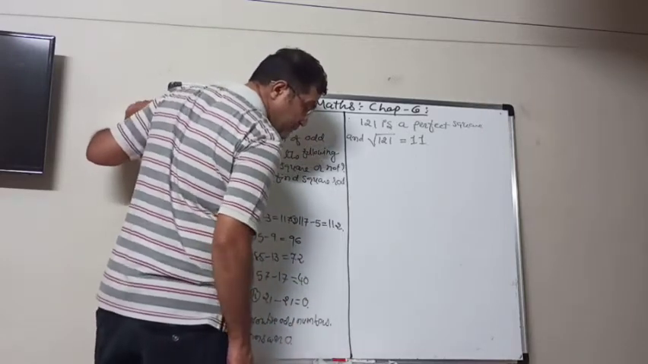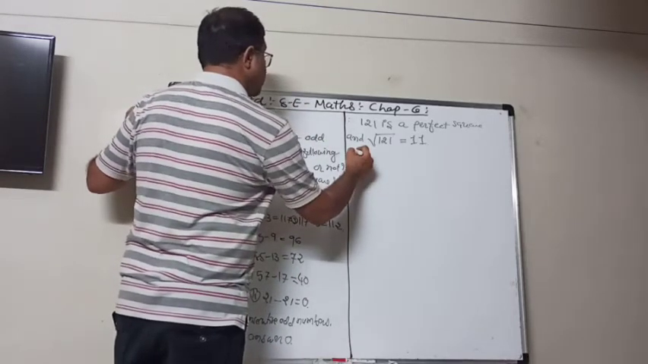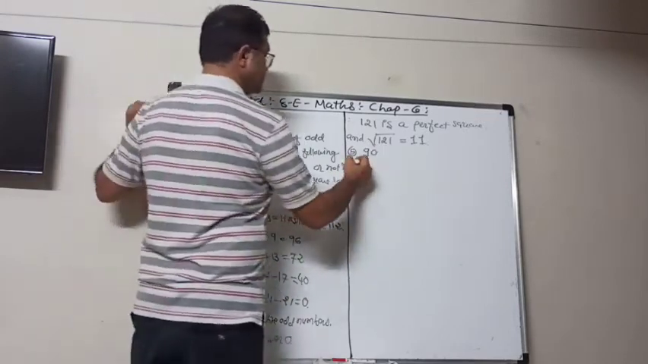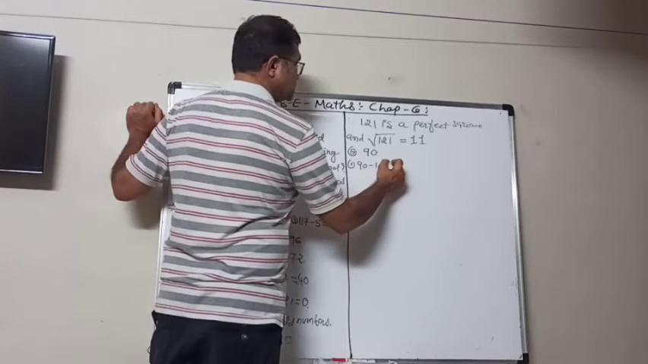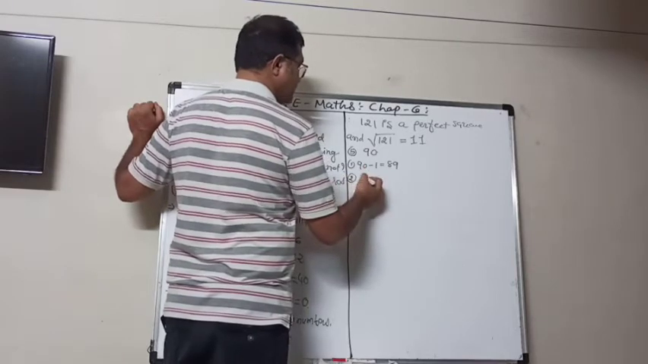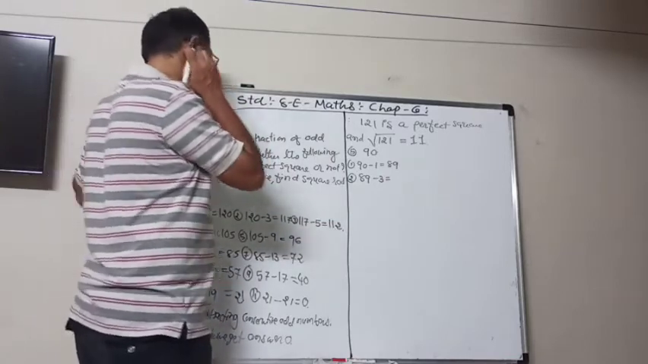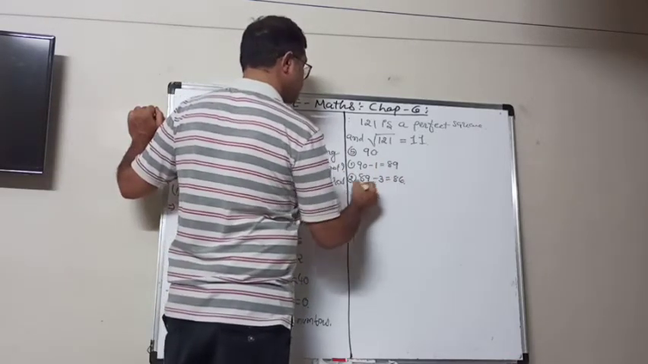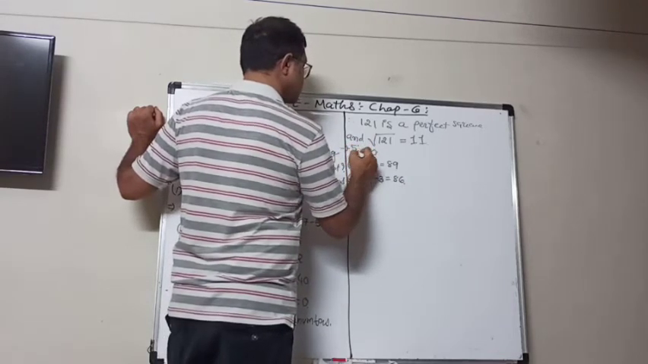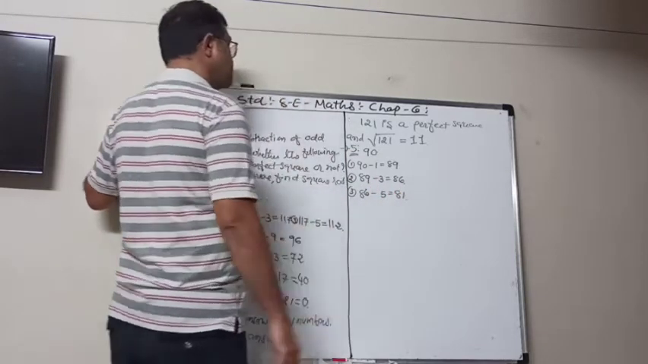There are so many, but you can do the other ones for yourself. I am taking the last one, that is 90. So now 90 minus 1 is 89. We can do it like that, then it is comfortable for us. 89 minus 3 is 86. Third step, 86 minus 5, that is 81.